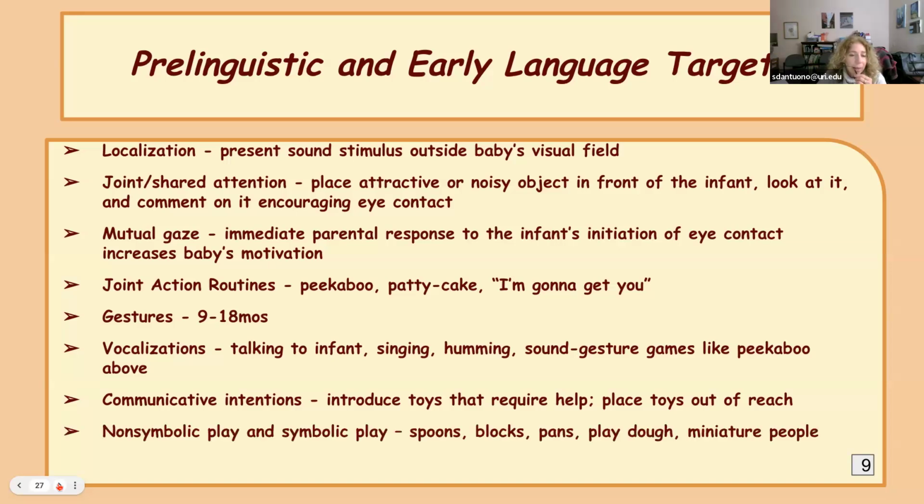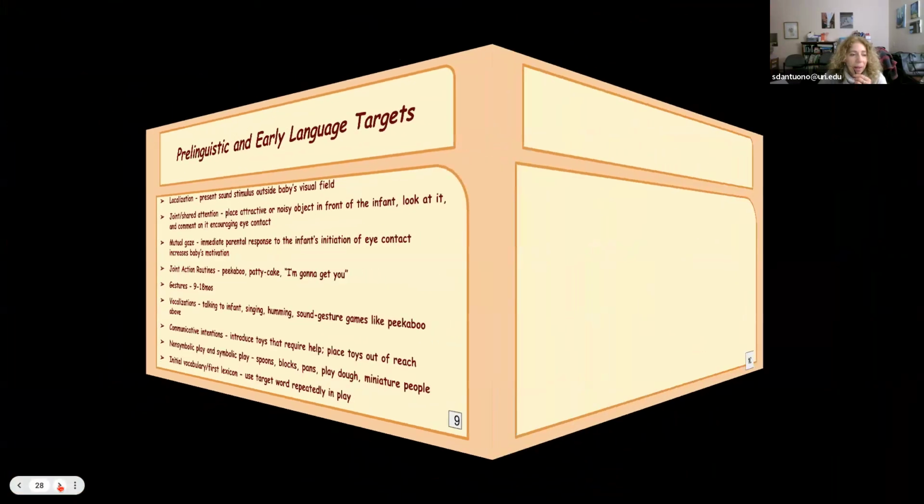And non-symbolic play and symbolic play, right? They can make up stuff with things that aren't representative, or they take the spoon and feed the doll with it and things like that. Cooking is one of the best. It's such a good language-based activity. Initial vocabulary, first lexicon: use target words repeatedly in play. That's how they gain their vocabulary. They need repetition.